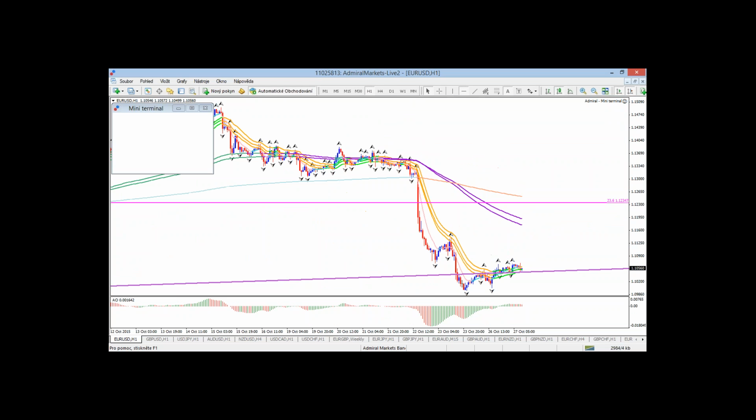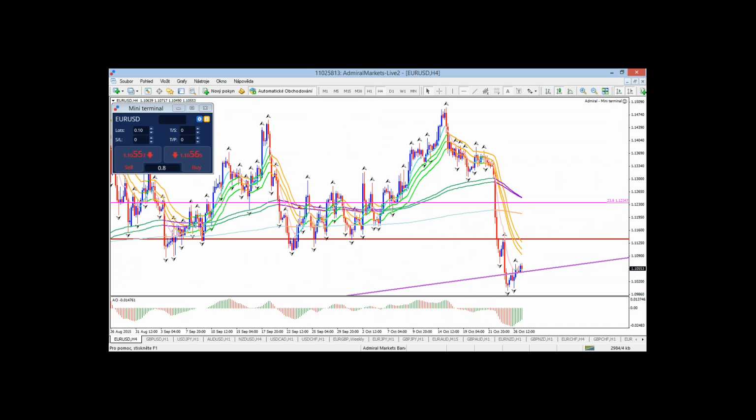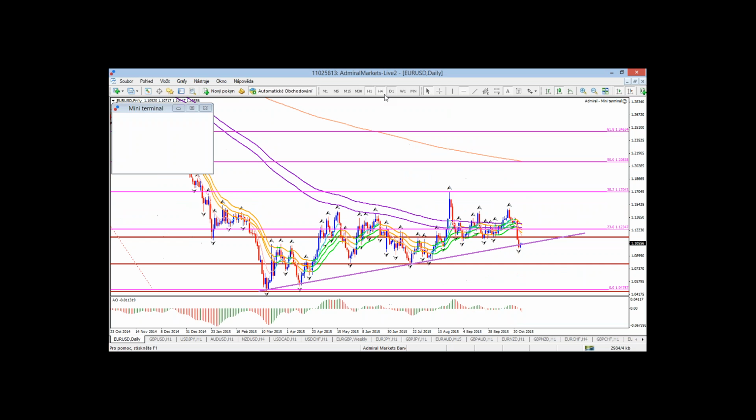But if it breaks above this, well, the bearishness might not be out of the window, but it's becoming less ideal. Odds are a bit changing. No questions?